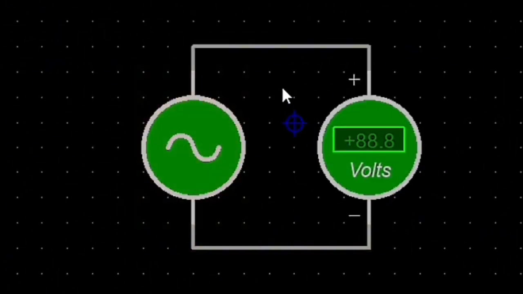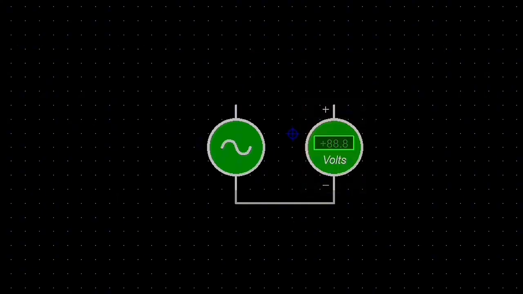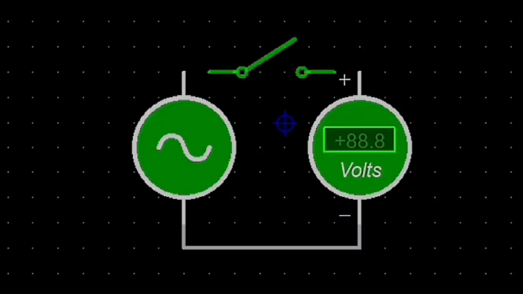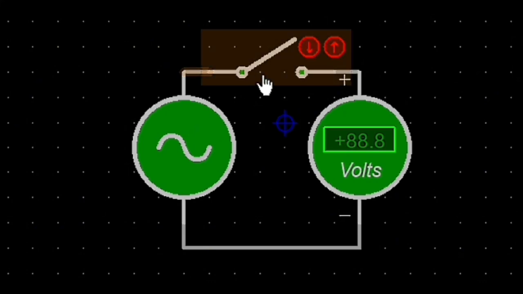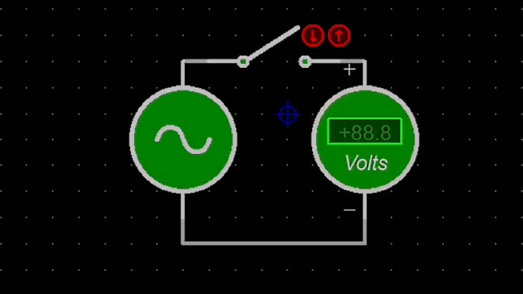Now I am going to connect one more component in this circuit. I am going to add one switch here. So I am just going to connect this one like this. The switch we always have to connect in series with the circuit. So now I am going to demonstrate the switch function.